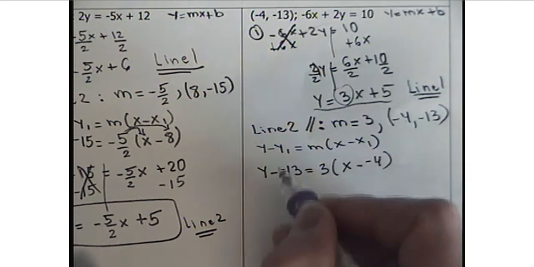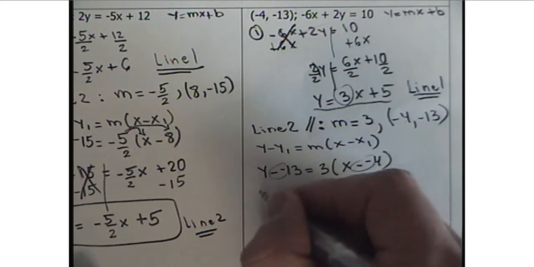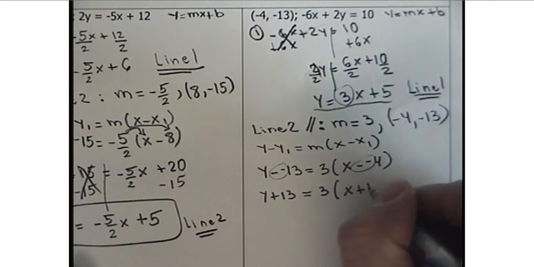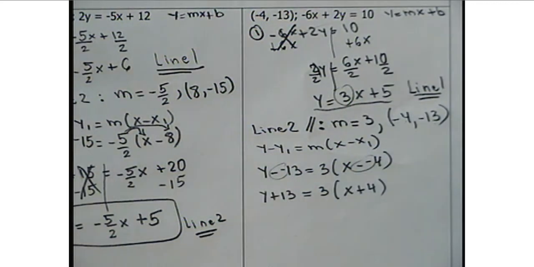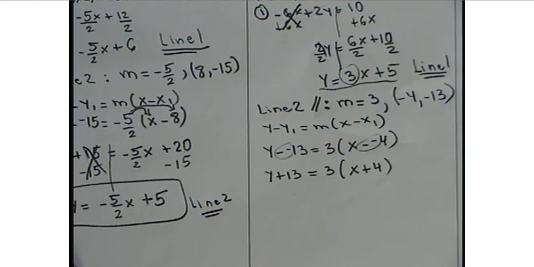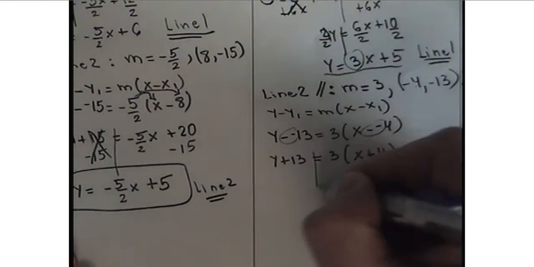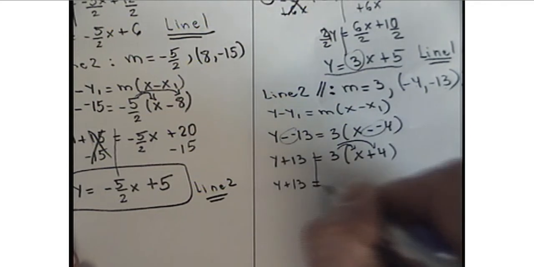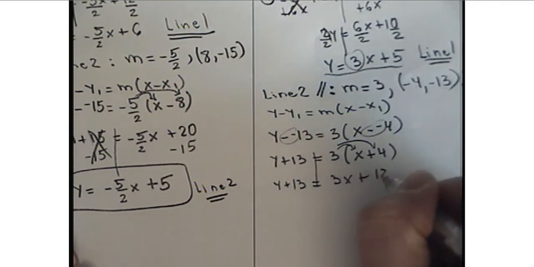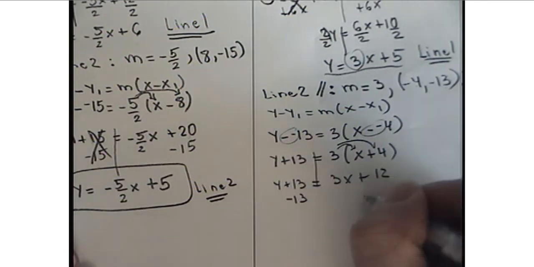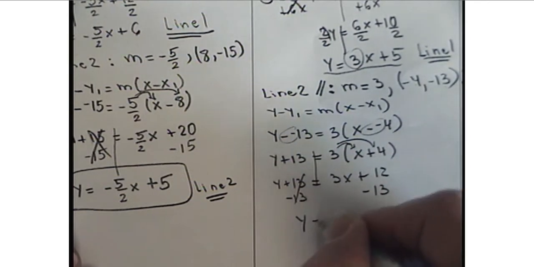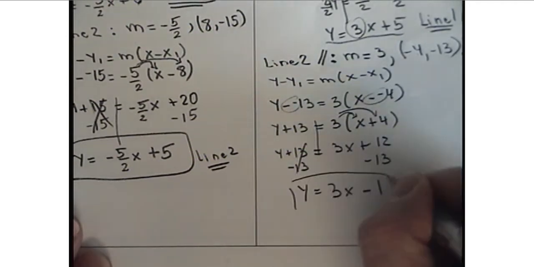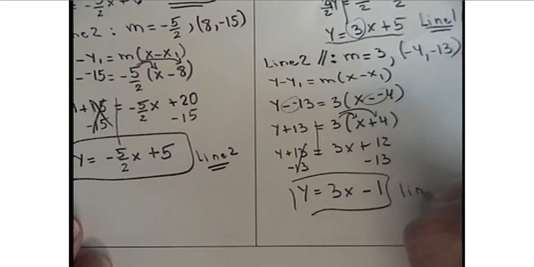So let's work those negatives first. This will be y plus 13 is equal to 3 times x plus 4. Make sure when you have two negatives, you combine them and switch to a positive sign. Next step will be the distributive property here. So y plus 13 is equal to 3x plus 12. Subtract 13 from each side. y equals 3x minus 1. Final answer of line 2.